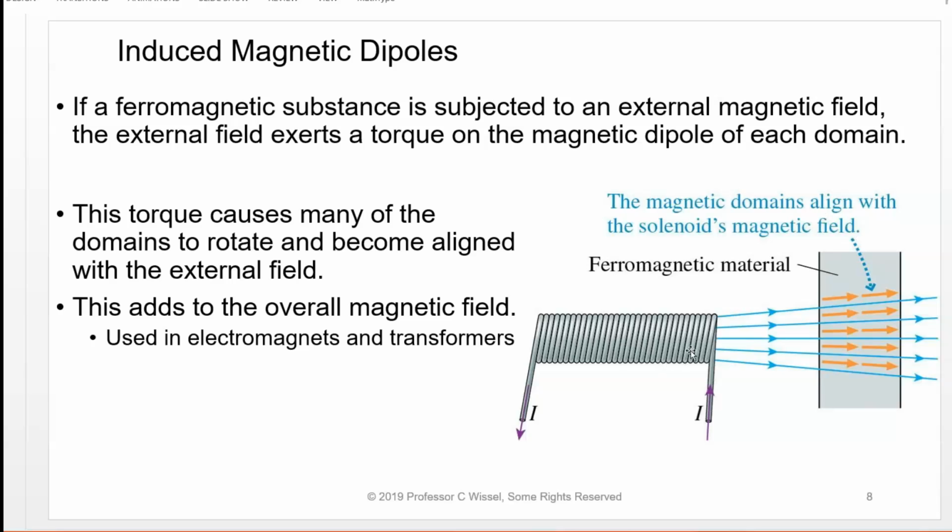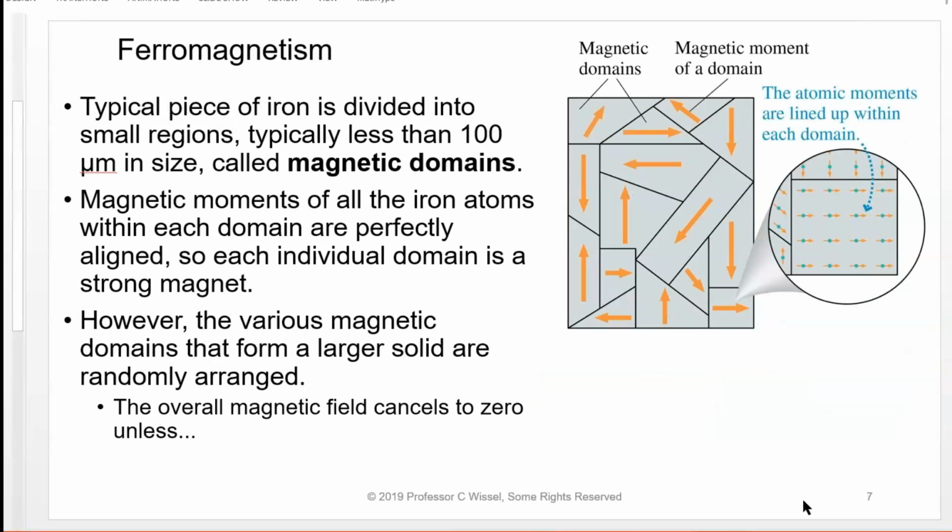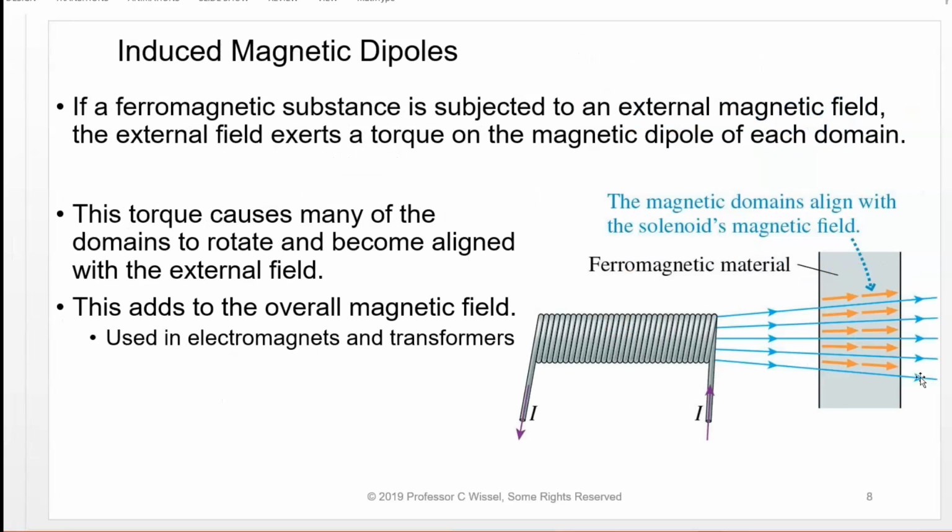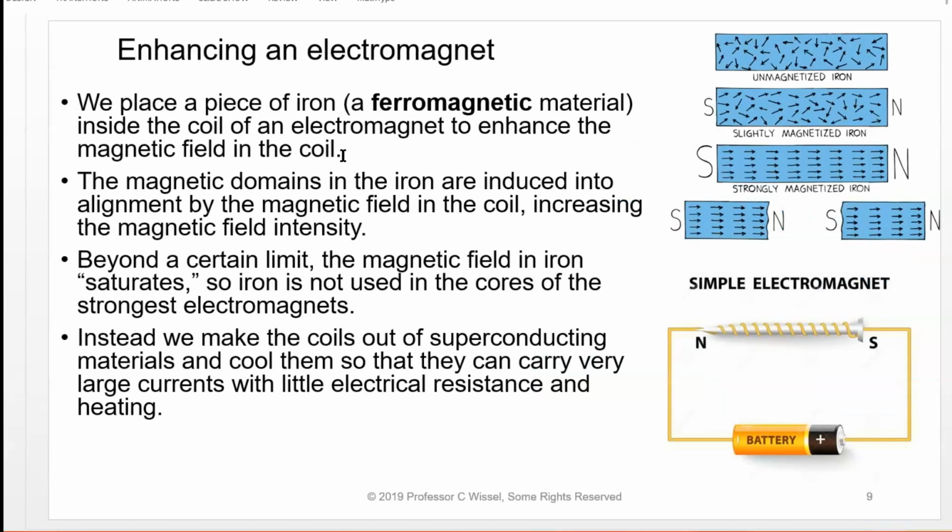So here we have a ferromagnetic material right here, and we subject it to a strong magnetic field, say from an electromagnet, a coil with a current running through it. And typically we put this inside the coil where the field is strongest. And what happens is all these individual domains that were randomly aligned turn so that they achieve a minimum energy state and they line up. So if we place a piece of iron, a ferromagnetic material, inside the coil of an electromagnet, we can use this to enhance the magnetic field in the coil.